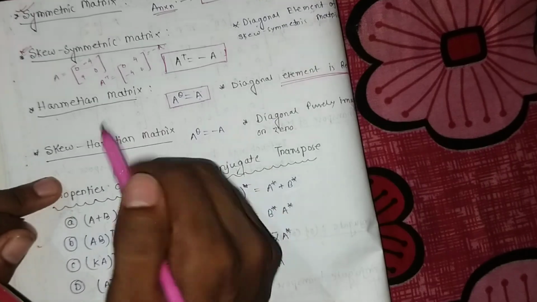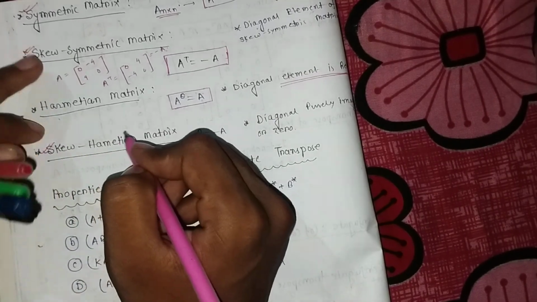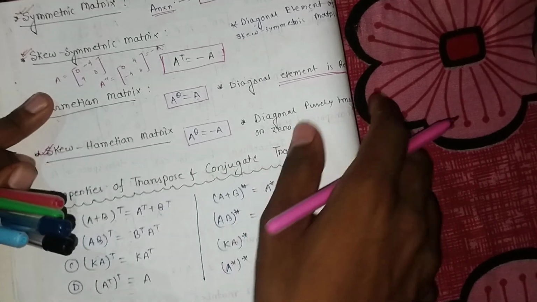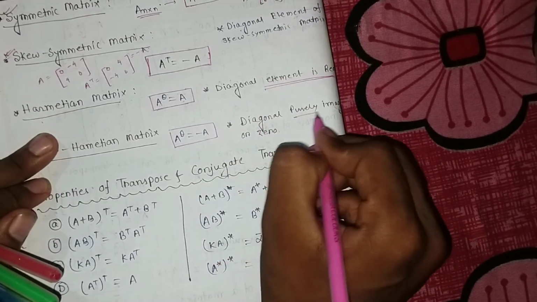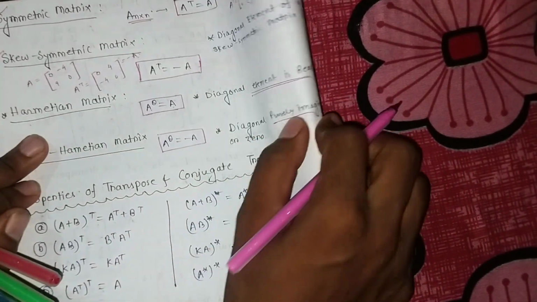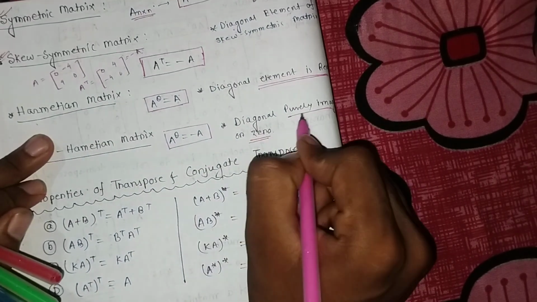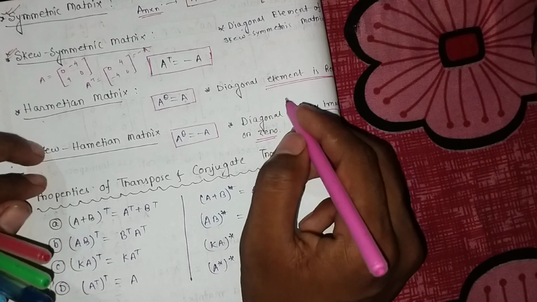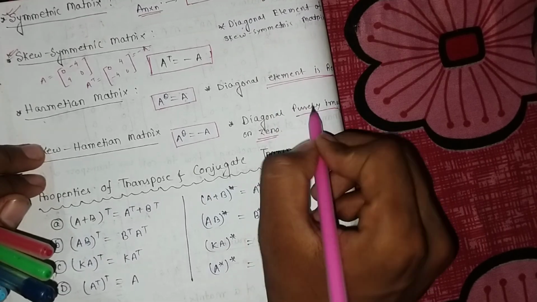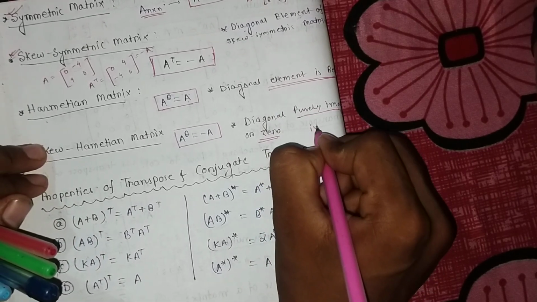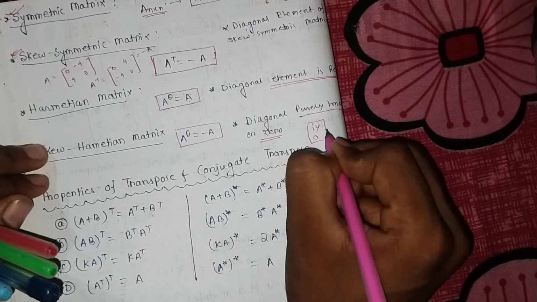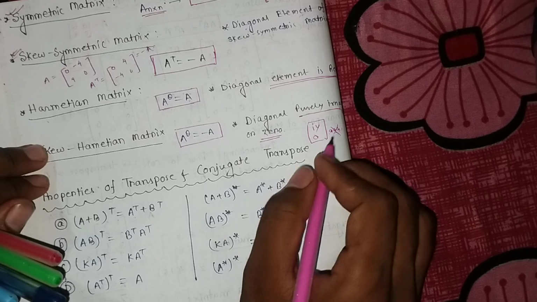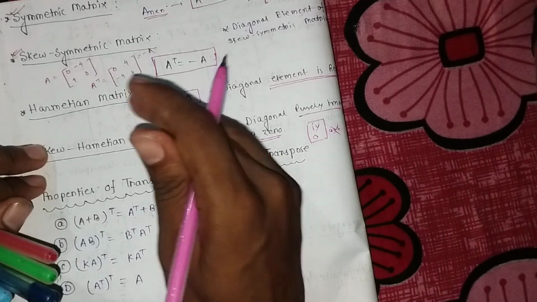a real number. For skew Hermitian, similarly like skew symmetric matrix, if A theta equals minus A, then it is called the skew Hermitian matrix, and the diagonal entries are purely imaginary or 0. It can't be a general complex number, it is like iota times y type or 0. It's not a plus b iota where a is non-zero, this kind of number can't be present in the diagonal.